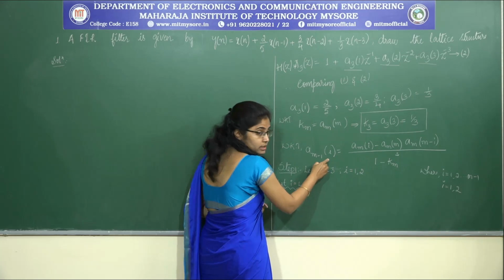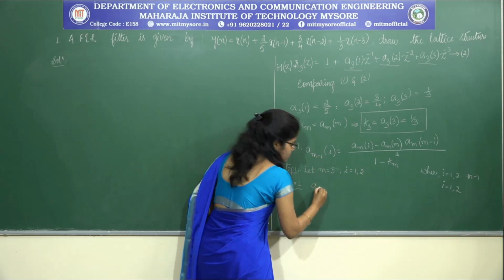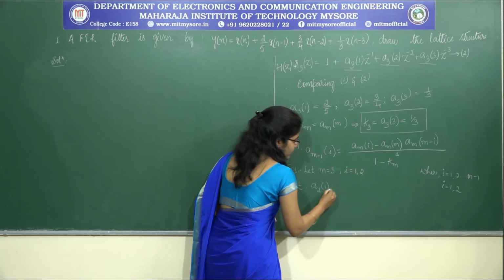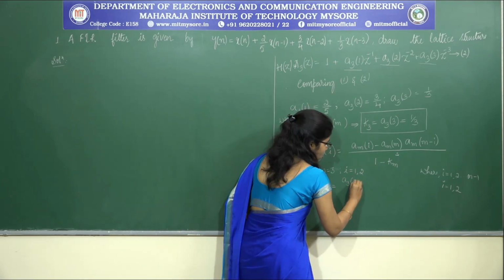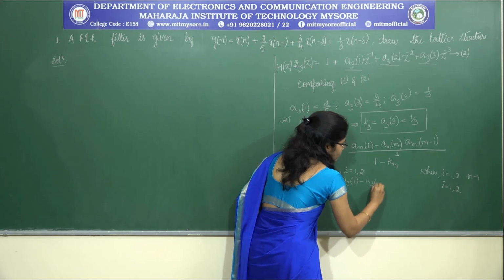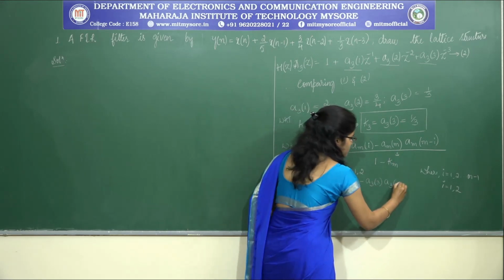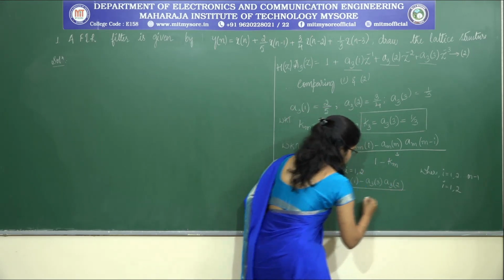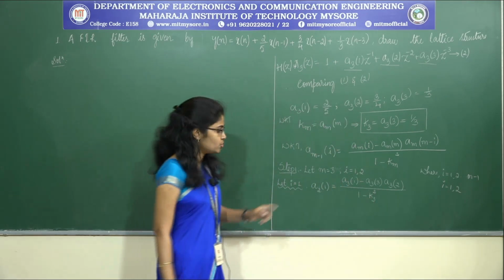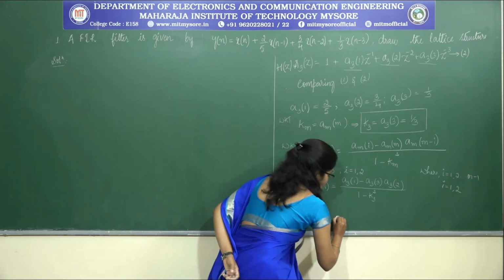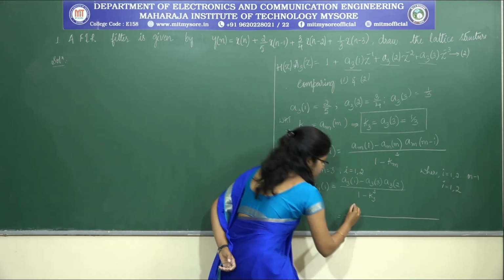So if i is equal to 1 in this equation and if m is equal to 3, then a2 of 1 is equal to a3 of 1 minus a3 of 3 into a3 of 3 minus 1, which is 2, whole divided by 1 minus k3 square. Do I know all the data? Yes. So what is a3 of 1? a3 of 1 is 2 by 5.